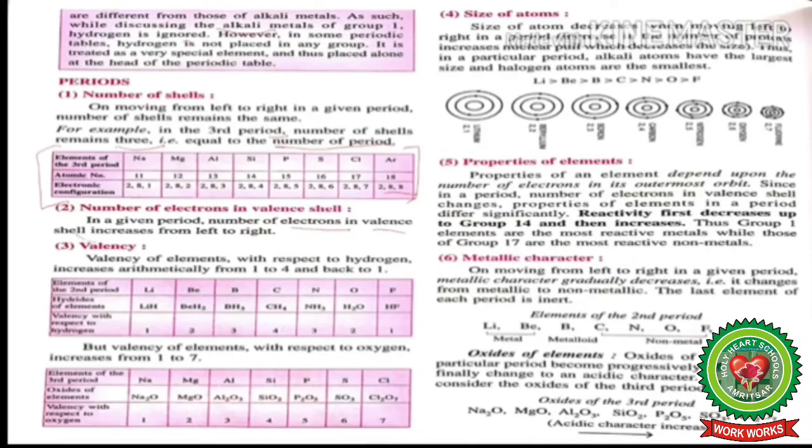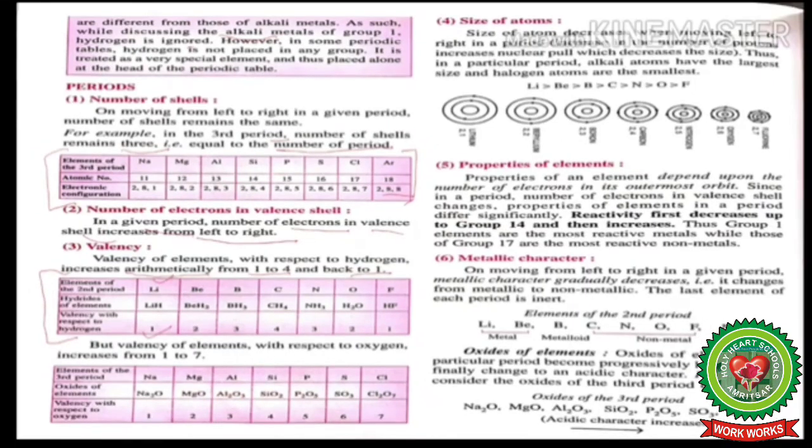Next is number of electrons in valence shell. In a given period, number of electrons in valence shell increases from left to right. Valency. Valency of elements with respect to hydrogen increases arithmetically from 1 to 4 and back to 1, which is clearly visible from this table that the valency of lithium with respect to hydrogen is 1 and that of fluorine with respect to hydrogen is also 1.